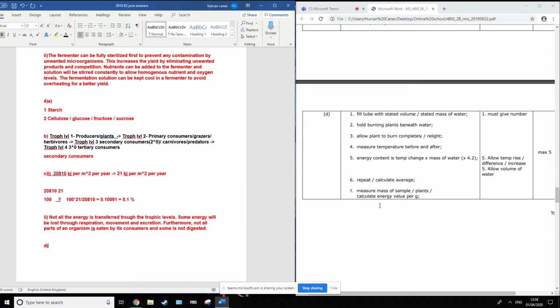The final temperature of water is measured using the thermometer, stirring the water gently to make sure that the heat is evenly distributed. Two facts are needed to calculate the energy content of the food. The energy needed to raise the temperature of 1 gram of water by 1 degree is 4.2 joules. A volume of 1 centimeter cube of water has a mass of 1 gram. Multiplying the rise in temperature of water by the mass of the water and then by 4.2 gives the number of joules of energy transferred to the water. Dividing this by the mass of the food gives the energy per gram.